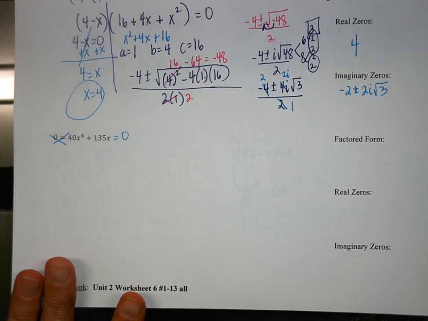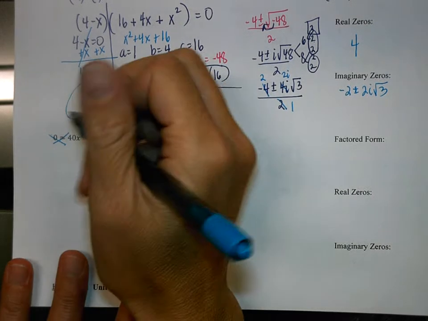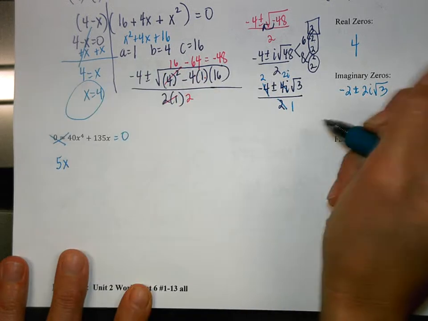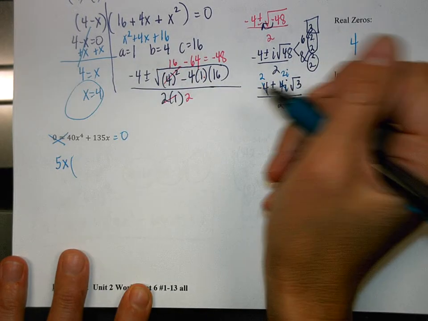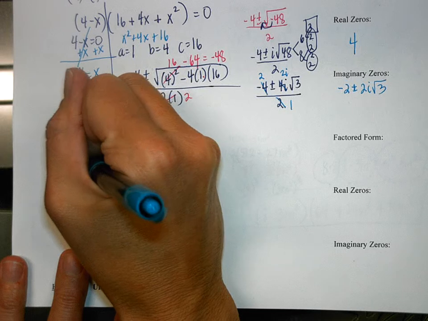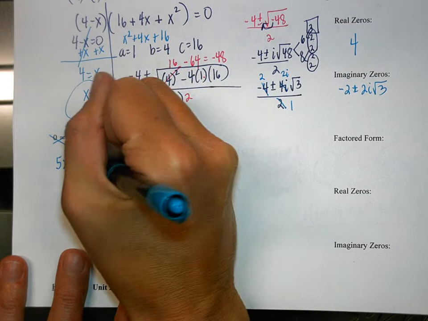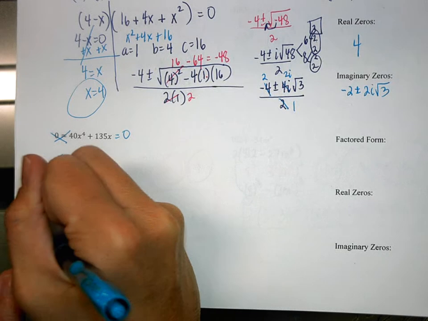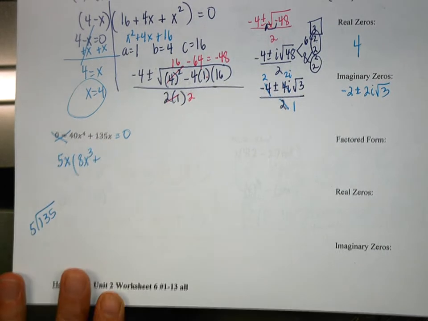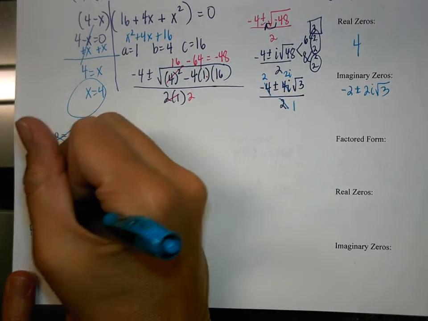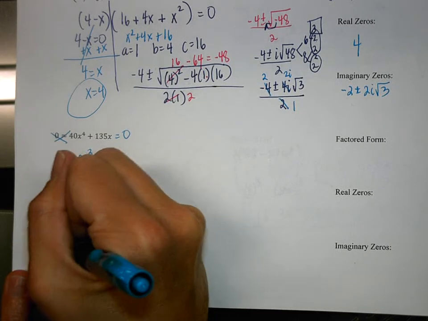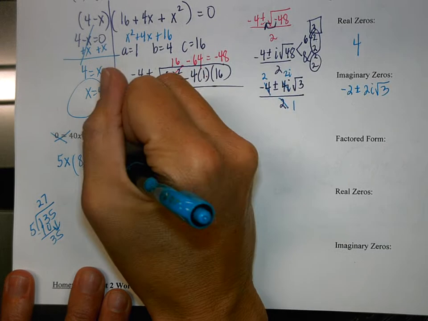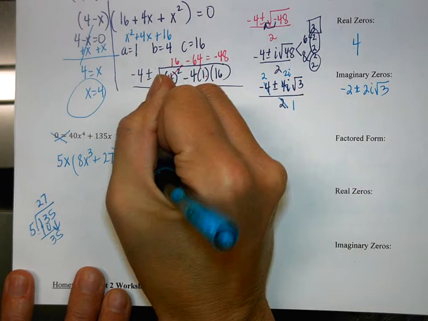Hopefully you notice they each have a 5 in common. So we're going to factor out a 5, and we're also going to factor out an x. They each have an x in common. When we divide this by 5x, we end up with 8x cubed plus, and when we divide 135 by 5, you can always do a little long division if you don't have a calculator handy. 5 goes into 13 2 times, that's 10, subtract, 3 left over, bring down the 5, and 5 goes into 35 7 times, so plus 27 equals 0.